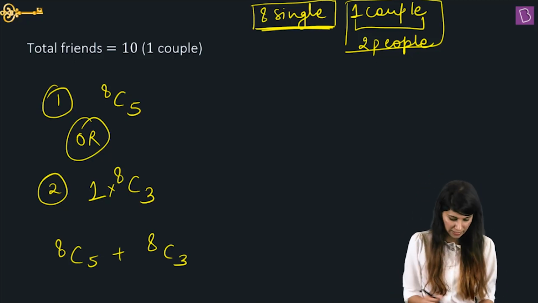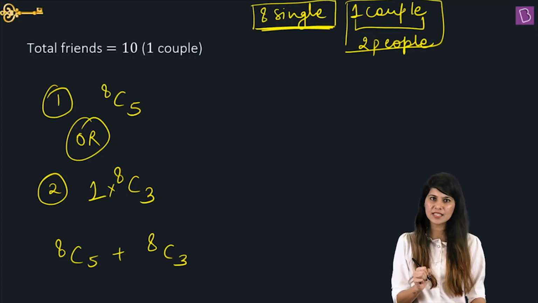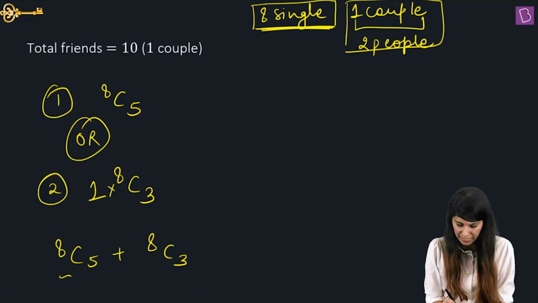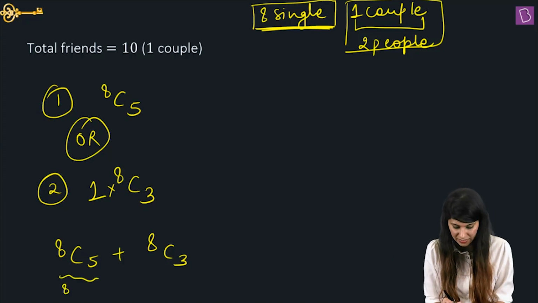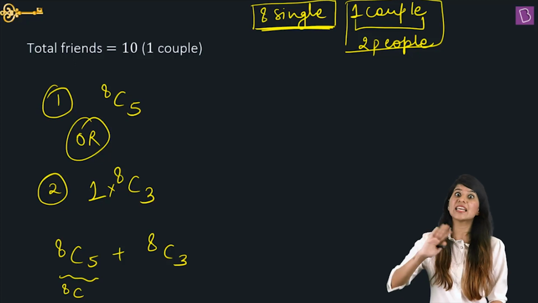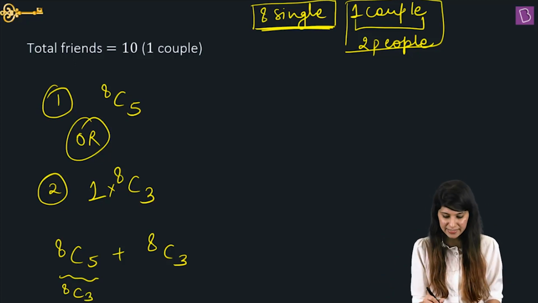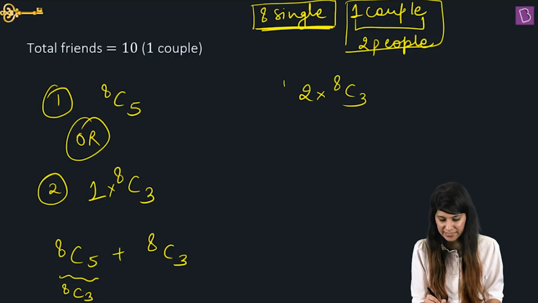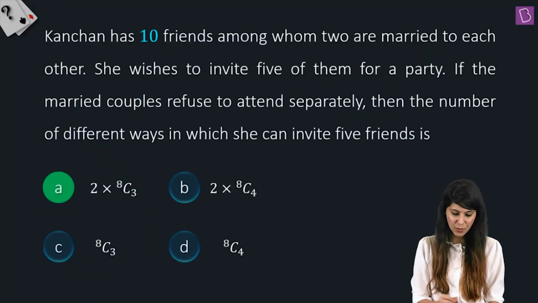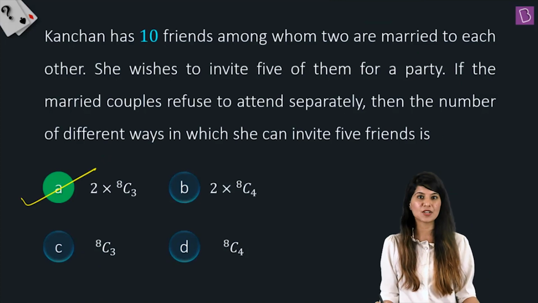But wait, 8C5 can be written as 8C(8 minus 5), which is 8C3. So 8C3 plus 8C3 will be twice of 8C3. Our final answer would be twice of 8C3. Option A is the right answer.